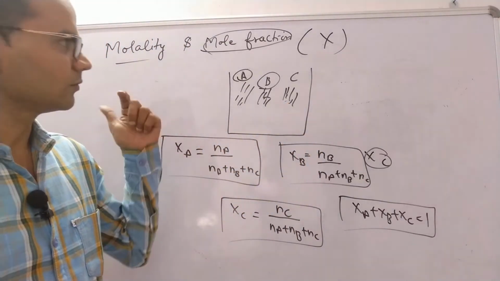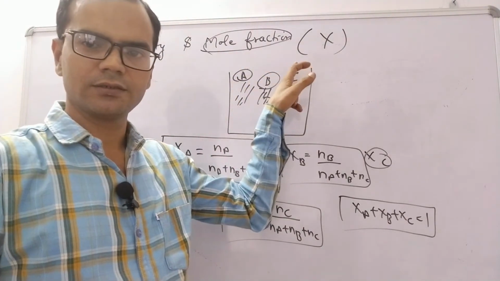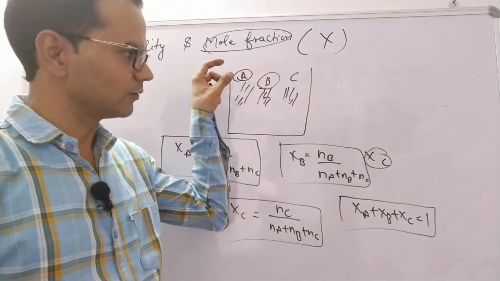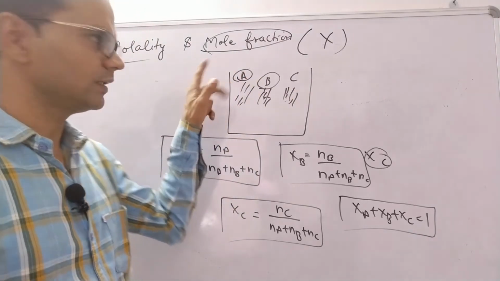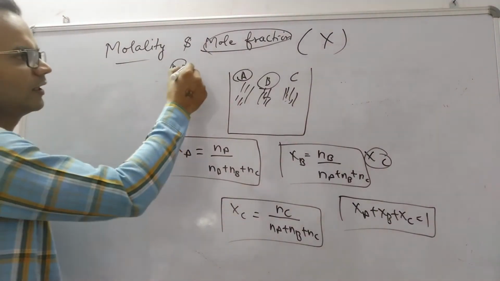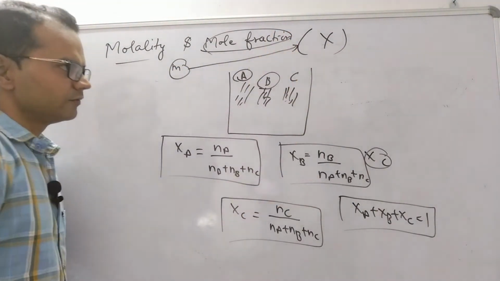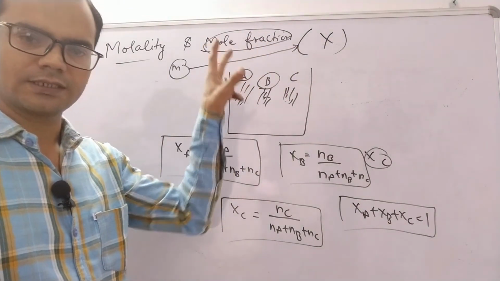Now there is a relation between molality and mole fraction. That is the important thing, a tricky calculation, but we will make it very easy. I am going to explain the relation between molality and X, how molality varies with the mole fraction. Clear? Let's conclude it.